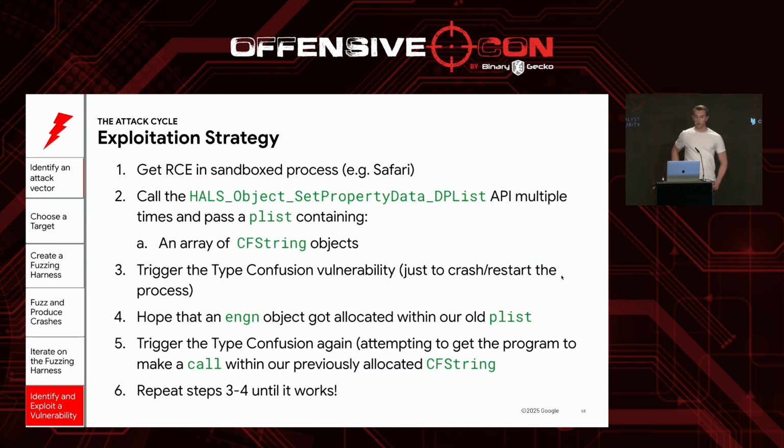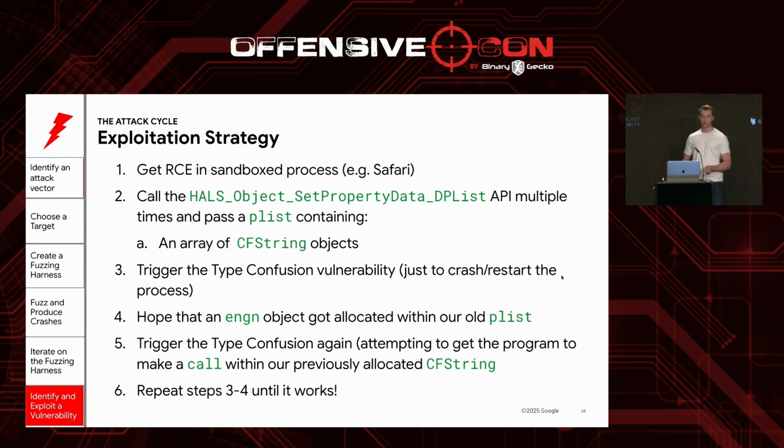So the improved exploitation strategy then became, first we're assuming we have RCE in some sandboxed process, for example Safari. Now we want to call this API where we can pass a plist, and we're going to have an array of a bunch of CF string objects. Then we want to trigger the type confusion vulnerability, not to try to exploit it yet, but just to crash and restart the process. And then it will reload from that plist stored on disk the data that we previously allocated. And we're going to hope that this engine object that we saw was using that uninitialized data got allocated within the memory of our old plist.